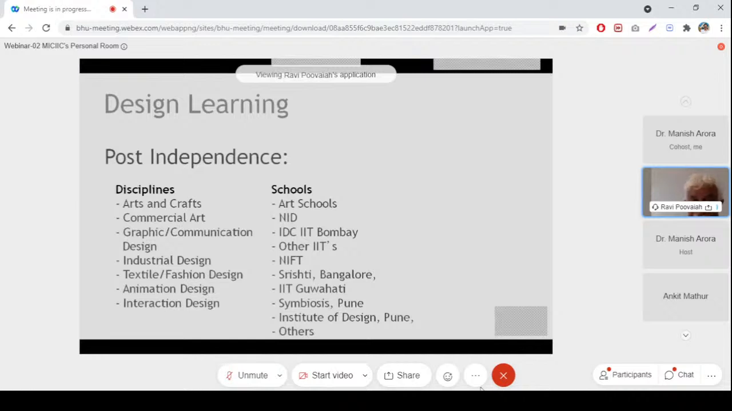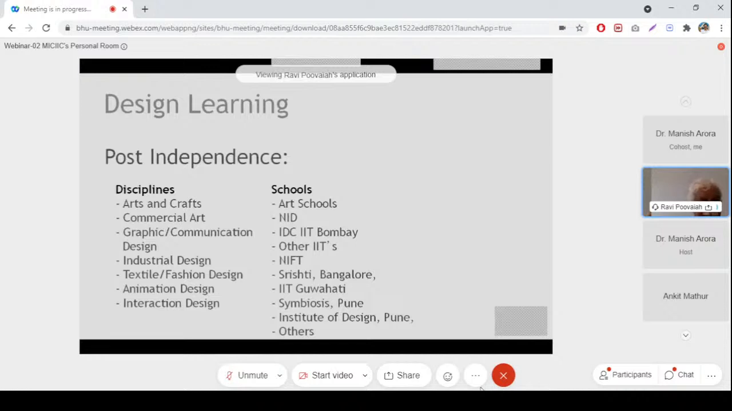Of course, schools like BHU are very old schools. Their emphasis was on arts and crafts, and then it became commercial art. So we still have these very good schools spread all across the country. You have schools which they call by the name of commercial art. I'm sure that will get changed into design at some point of time.